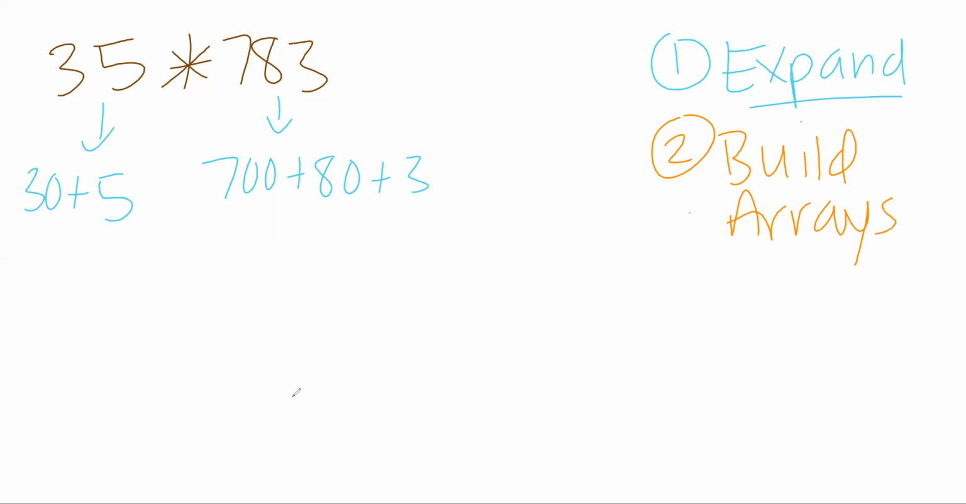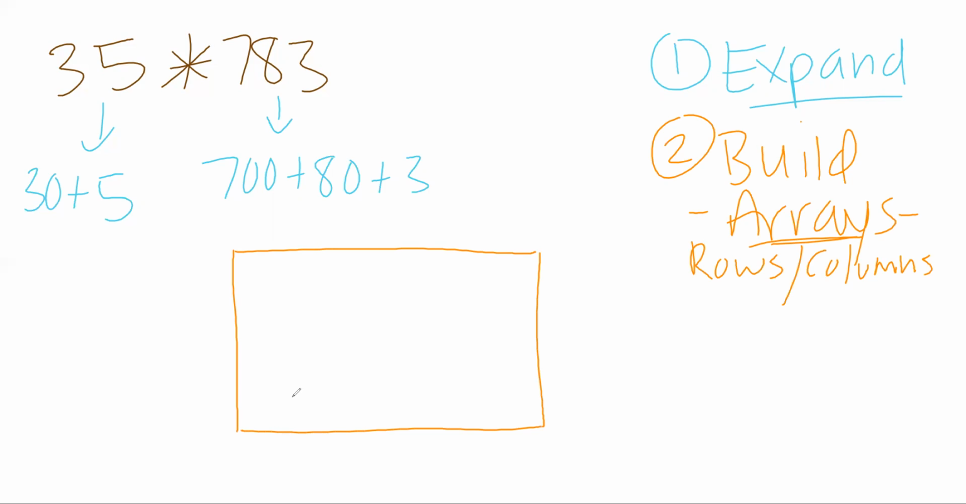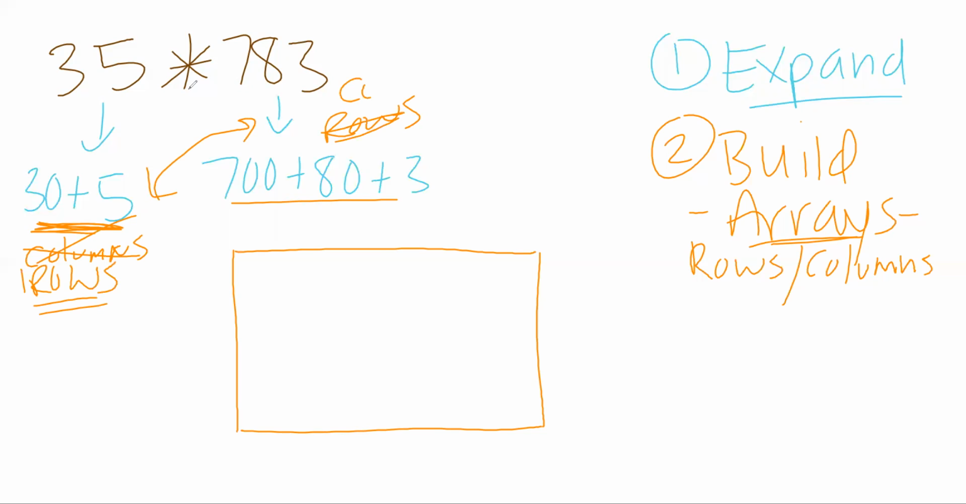Remember, arrays are rows and columns. That's why we use them, because arrays help us model multiplication. So we're going to build our rows and columns. In all the videos, I often look at these as the columns and these as the rows. But it doesn't matter, because of the commutative property of multiplication. You can flip-flop these as much as you want. So I'm actually going to flip it today. I'm going to make these my rows and these my columns, just to see. It's not much different.